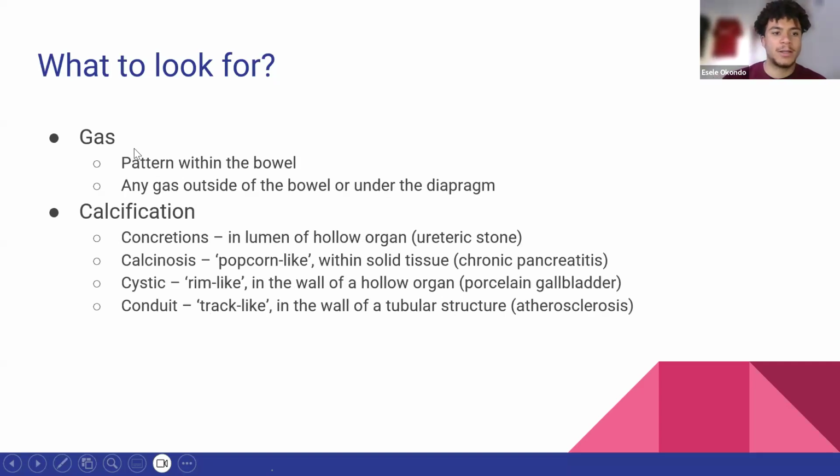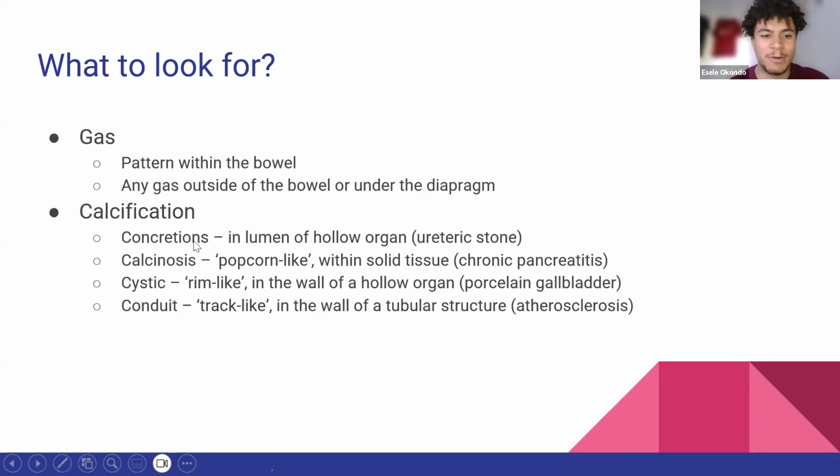What to look out for? Look out for gas. Look for the pattern within the bowel. See if there's any gas outside the bowel, under the diaphragm. Sometimes you'll see gas along the sides of the abdominal cavity, which is not compressing the organs inwards, but you'll see the organs pushed away from the abdominal wall slightly. And also calcifications, which can form in any of these organs.